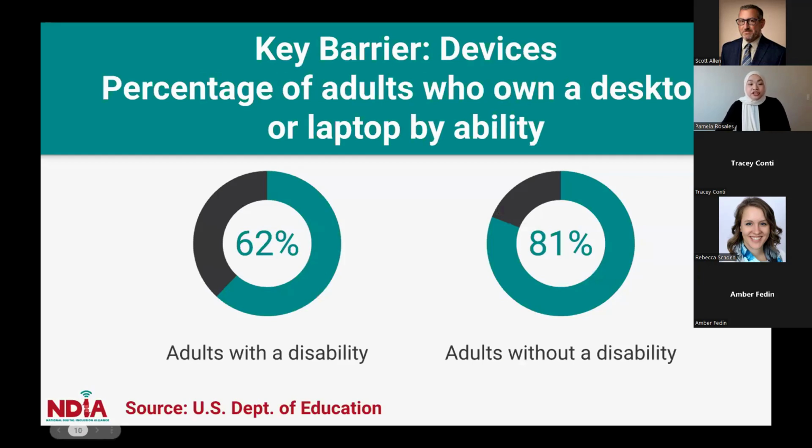Another barrier to digital equity is access to devices. The digital divide and device ownership disproportionately impacts people with disabilities, as only 62% of adults with a disability own a desktop or laptop compared to 81% of adults without a disability. And looking more into accessibility, smart homes connected to smart devices like speakers, refrigerators, and thermostats help people with disabilities have more autonomy and control over their daily actions.